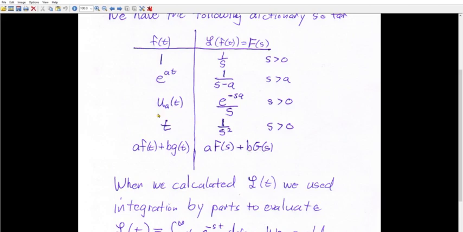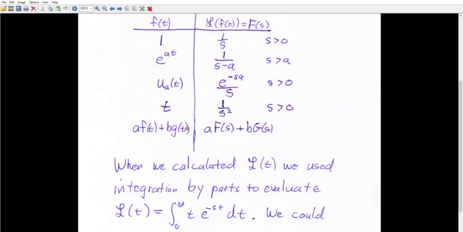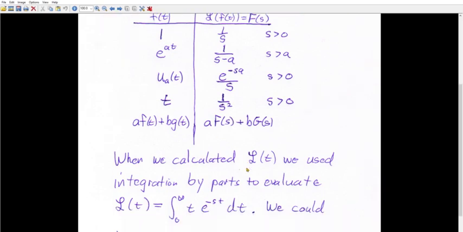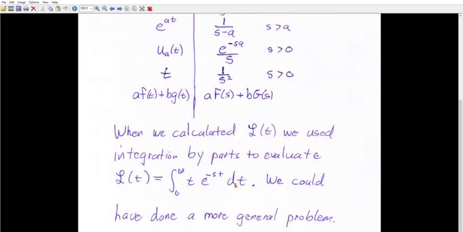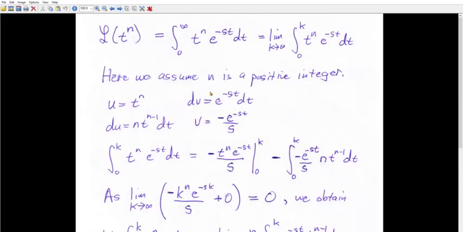Now, let's take a look at the transform of t, which we calculated last time, and we used integration by parts because the integrand looked like that was the right thing to do. Now, we could actually have done a more general problem, not just t, but t to the n, where n is a positive integer. So let's take a look at that. The process is going to work exactly the way it did before.